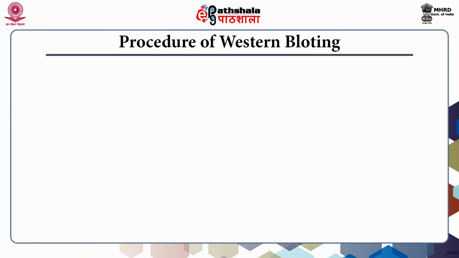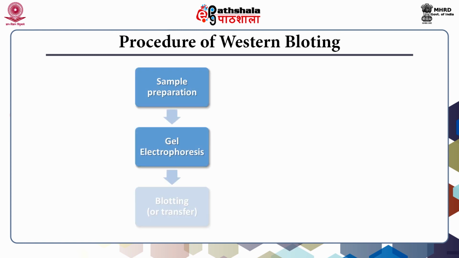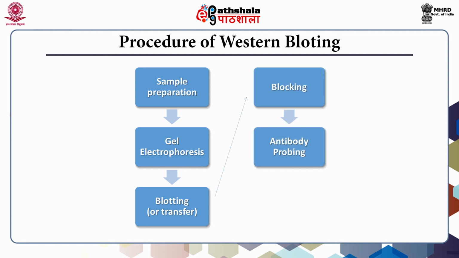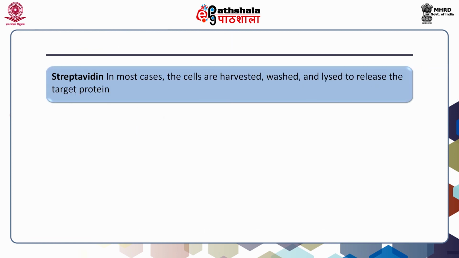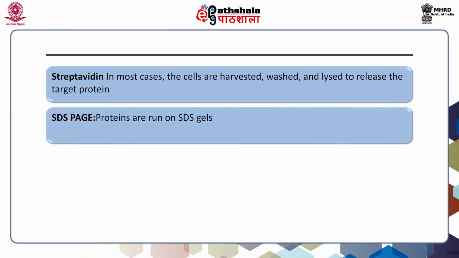Western blotting procedure. This is a flow chart of the Western blot procedure stepwise. Sample preparation is followed by gel electrophoresis and transfer of protein from the gel to a nitrocellulose membrane, followed by ELISA steps of blocking, antibody probing and detection. It is a detailed procedure from how to prepare a sample to detection. For sample preparation, the cells are harvested, washed and lysed to release the target protein, and after this, these proteins are run on SDS gel.